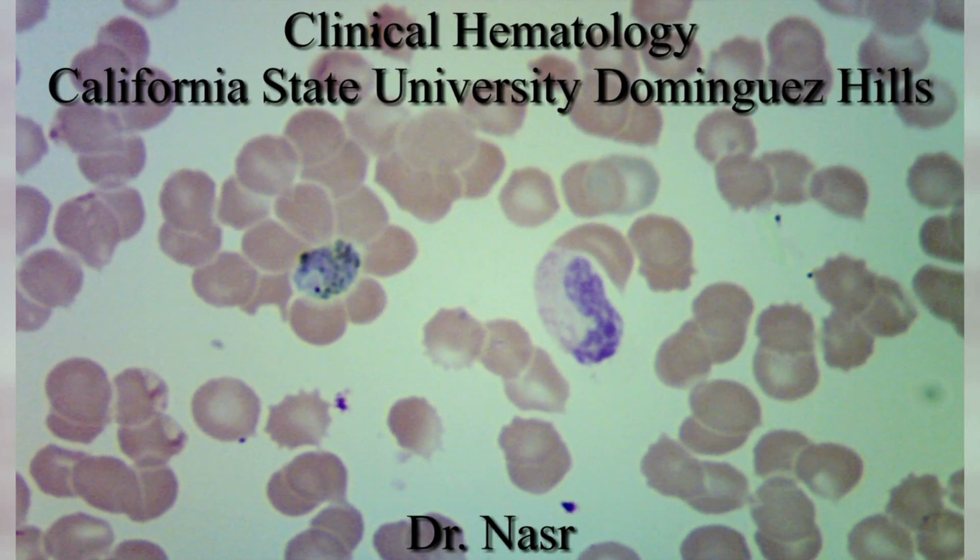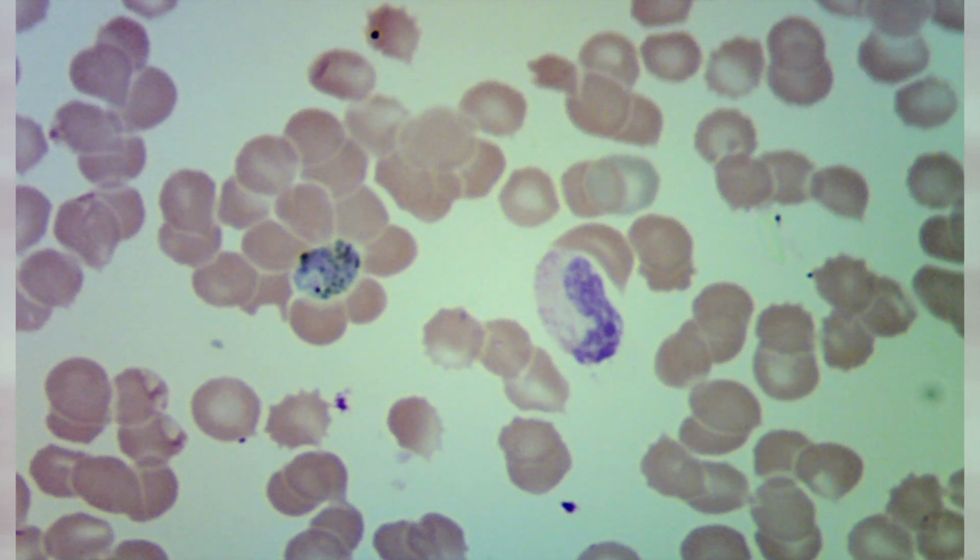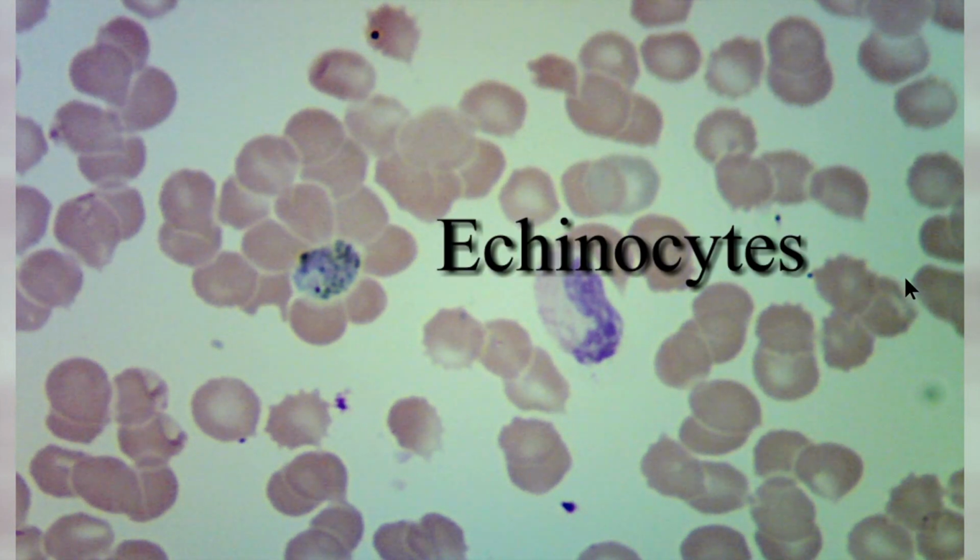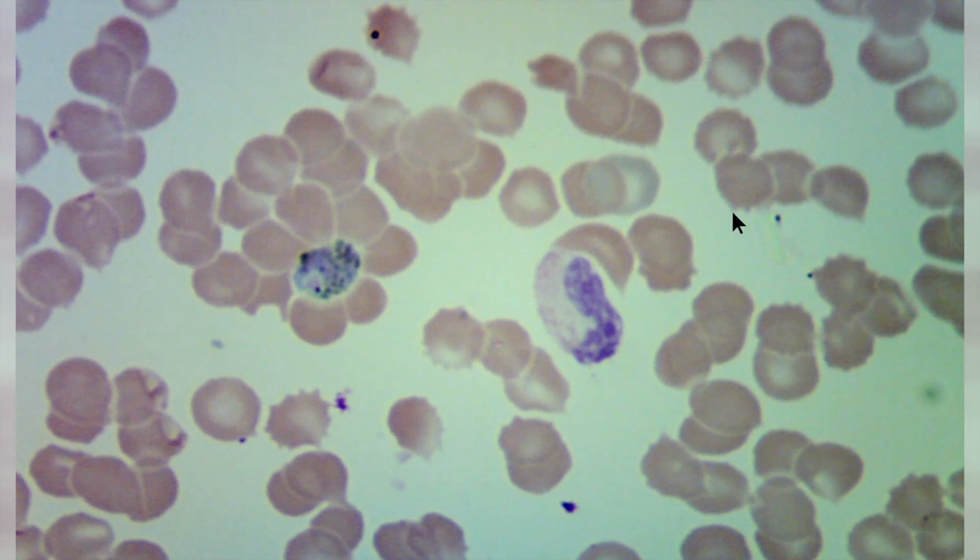Nasser, and in this clip we are going to look at the blood film and try to discover what may be abnormal in this smear. At the first glance, we do see some abnormal morphology, echinocytes, they are present here. Now, whether or not they are true echinocytes or an artifact from late slide making, we don't know that.